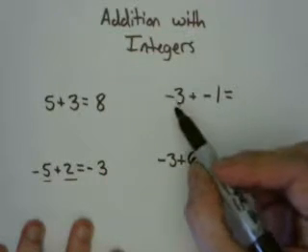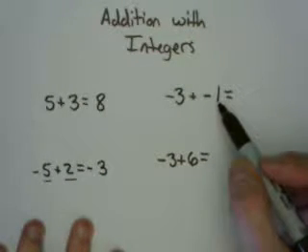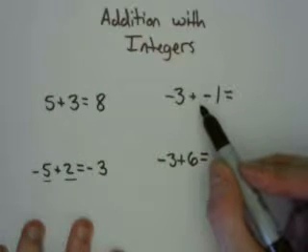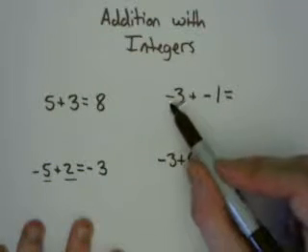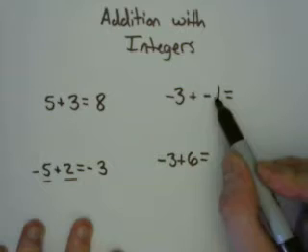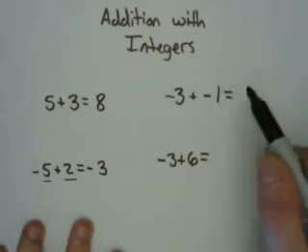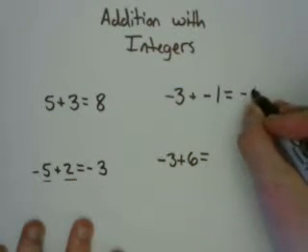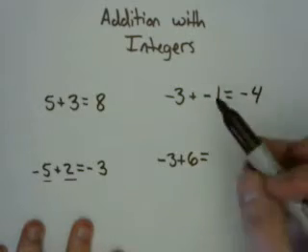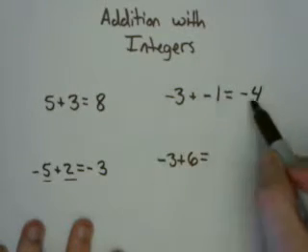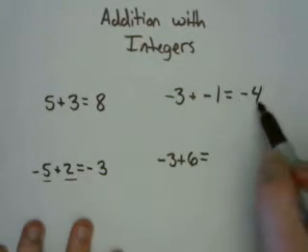Now here, -3 plus a -1, they actually have the same sign here. So I can say that I had -3 and I get more negative. That would be another step in the negative direction. This would be -4. Or if I do it in terms of the rules, I can say 3 plus 1 is 4. The sign is negative.